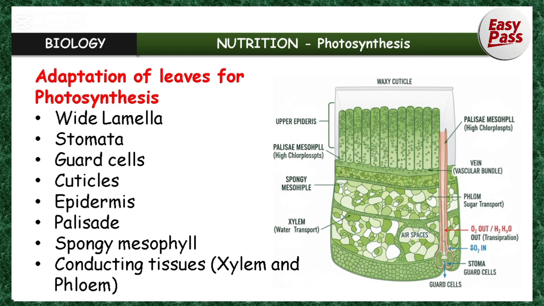Xylem helps in water transportation for the purpose of photosynthesis, while phloem plays an active role in translocation of organic material or synthesized glucose. Okay, that's for the adaptation of the leaf.